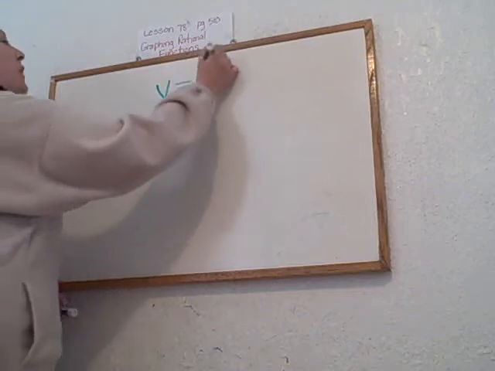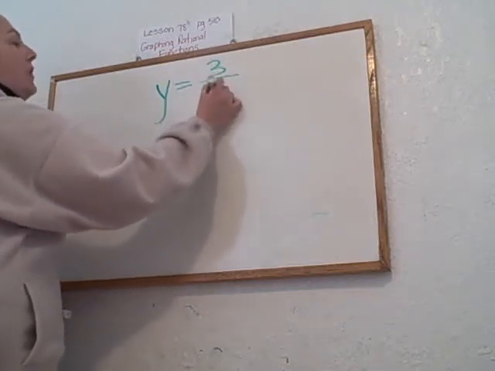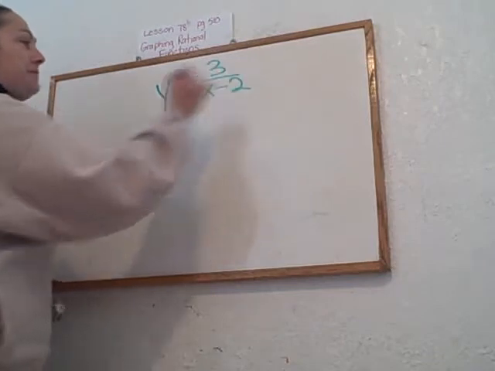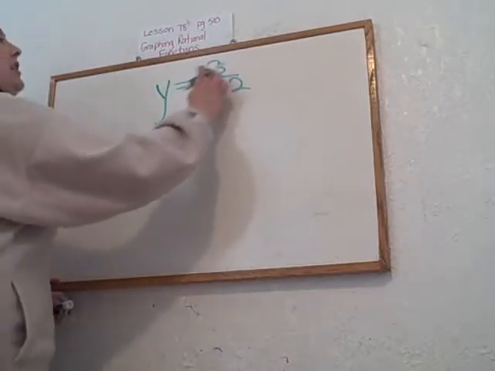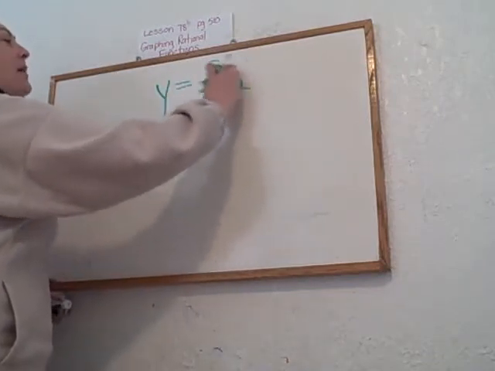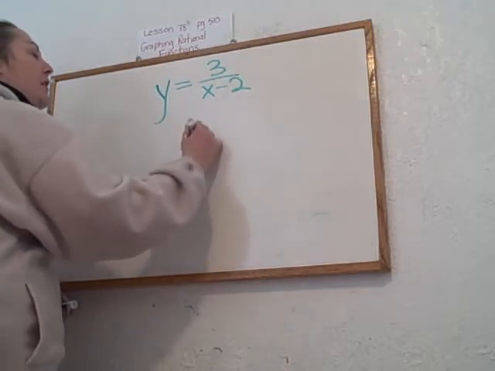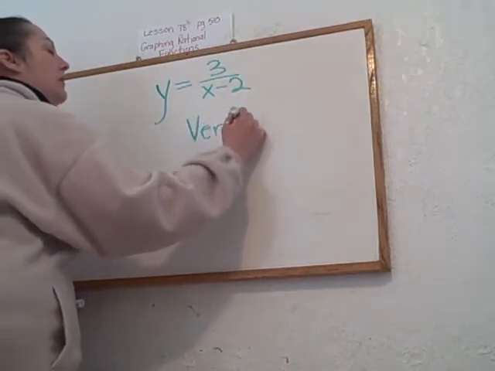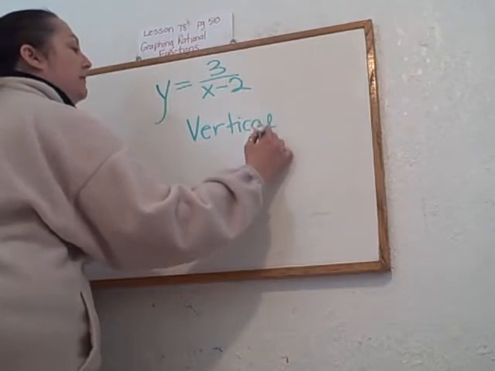Rational function, which is y equals 3 over x minus 2, then I look at the denominator. The denominator is going to get me the vertical asymptote.